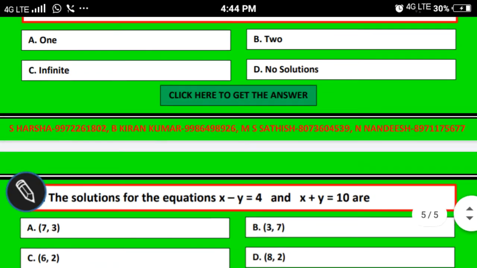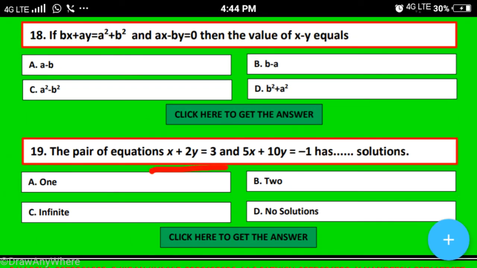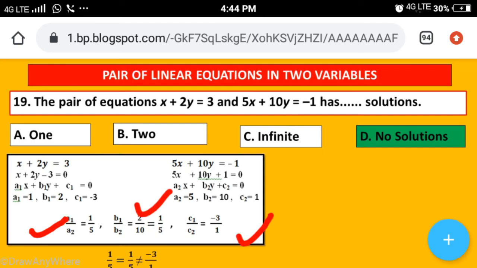Then 19th question: the pair of equations x plus 2y equals 3 and 5x plus 10y equals minus 1 has dash solution. How many solutions? We have to find that by using the condition. Here a1 by a2 is 1 by 2, b1 by b2 is again 1 by 2, and c1 by c2 is minus 3 by 1.